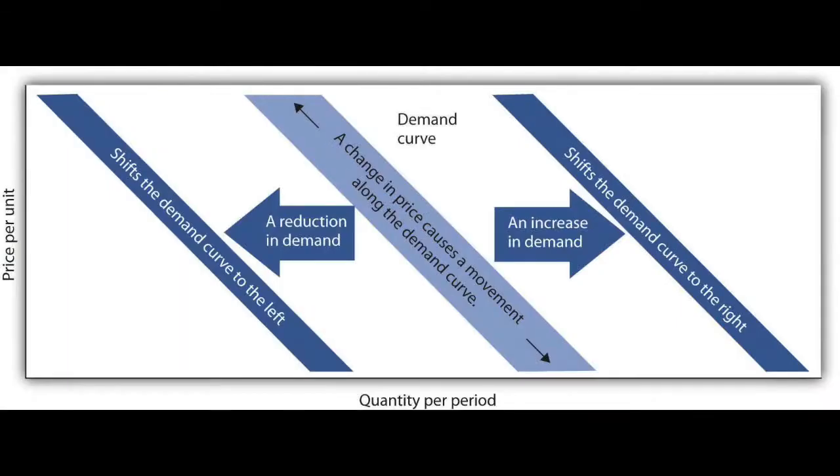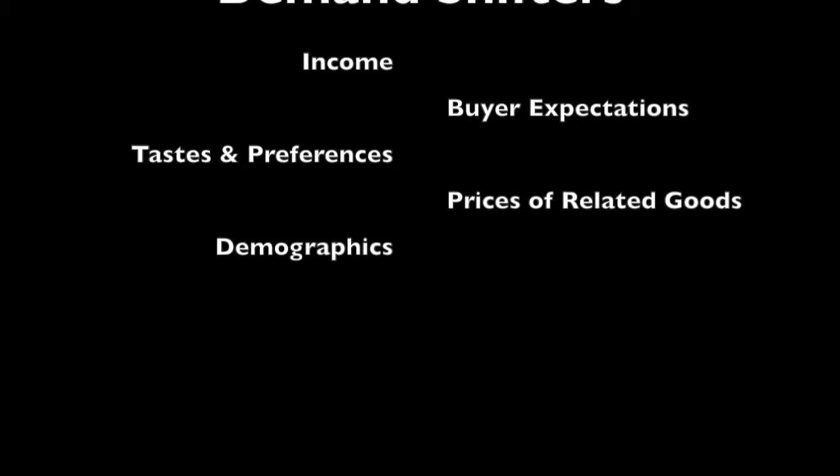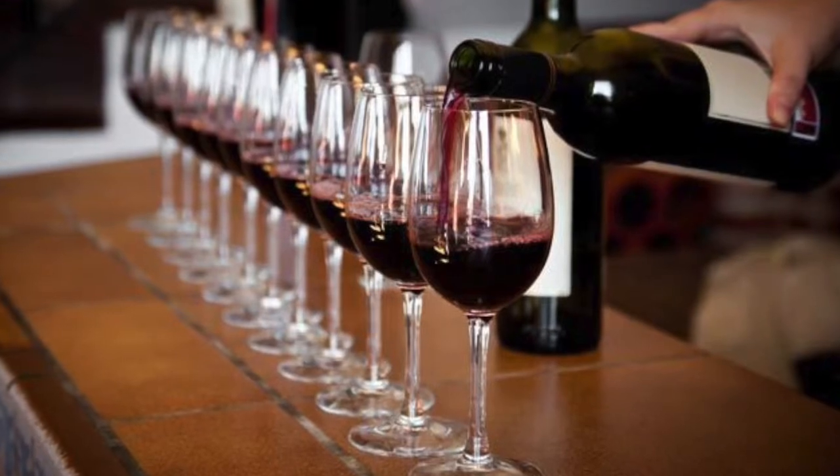Non-price factors determine the location and shape of the demand curve. Any change in these factors causes the demand curve to shift its location. If the curve shifts to the left, demand has decreased at any given price. If it shifts to the right, demand has increased at any given price. There are 5 notable non-price factors, also called demand shifters. These are examples of demand shifters using the wine industry.